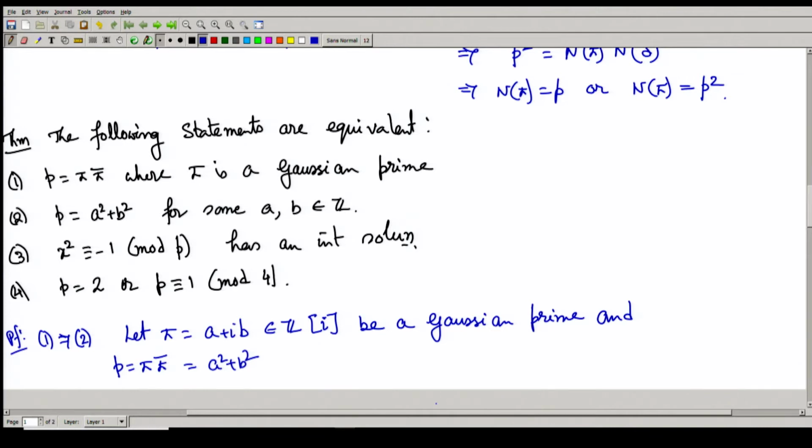Last time I proved 1 implies 2, 2 implies 3 and 3 implies 4. Today I will prove 4 implies 3 and 3 implies 1. That will complete the proof of this theorem. So let's start the proof with that statement.